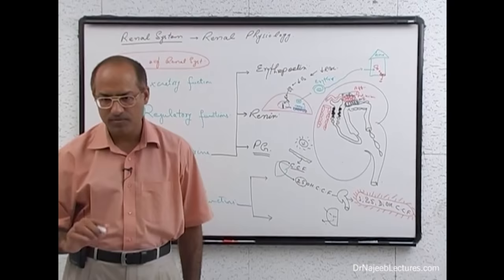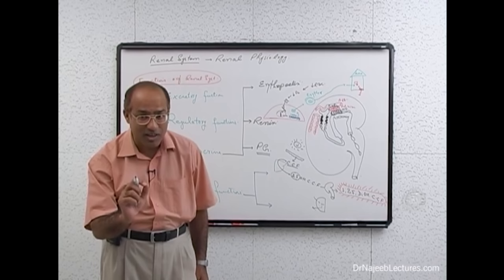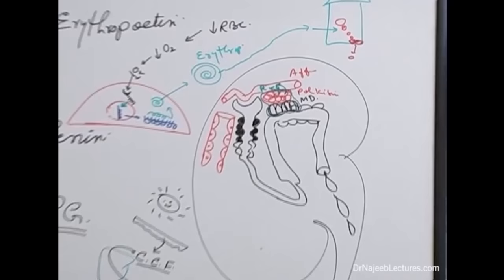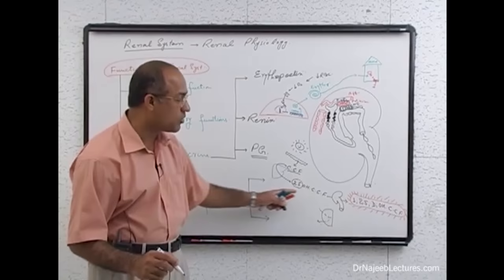Did you want to know who stimulates this enzyme? There is something which stimulates this enzyme and tells it, please activate the vitamin D. We need calcium in the body. Parathyroid hormone acts on these cells and gives a stimulatory signal to alpha 1 hydroxylase, so that more and more inactive vitamin D can be converted into active vitamin D.